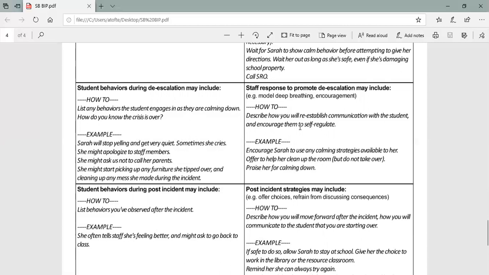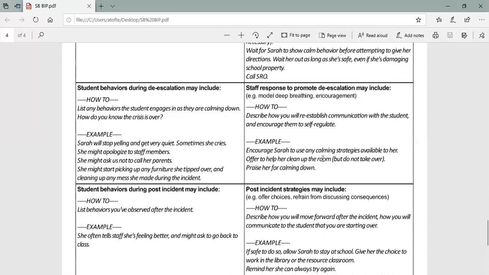And then on our staff response side, how are we going to reestablish communication? How are we going to foster this downward de-escalation trend? Basically, how are we going to reinforce that, yes, you're calming down, and avoid re-triggering the behavior and jumping back up a level?